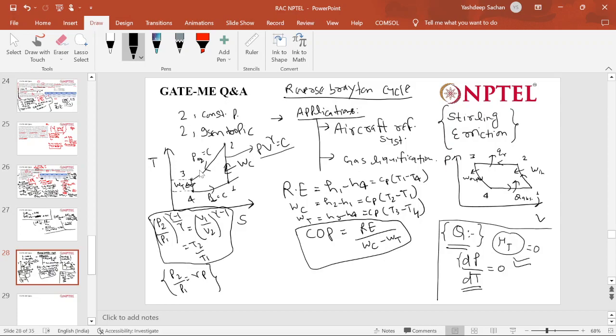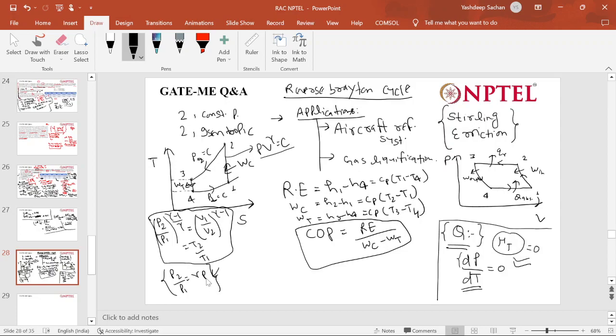Is it clear? P2 by P1 we are saying as pressure ratio Rp. P2 is the constant pressure of the condenser or heat exchanger at higher temperature, and P1 is the evaporator pressure, or pressure at the lower temperature. So the higher by lower ratio is the pressure ratio.